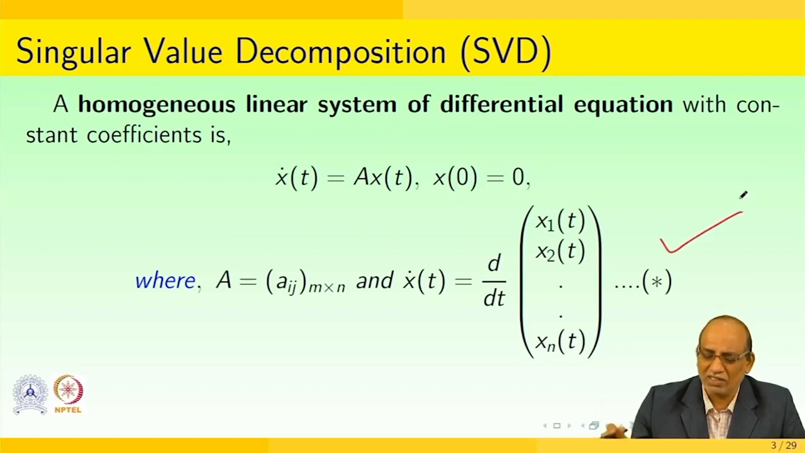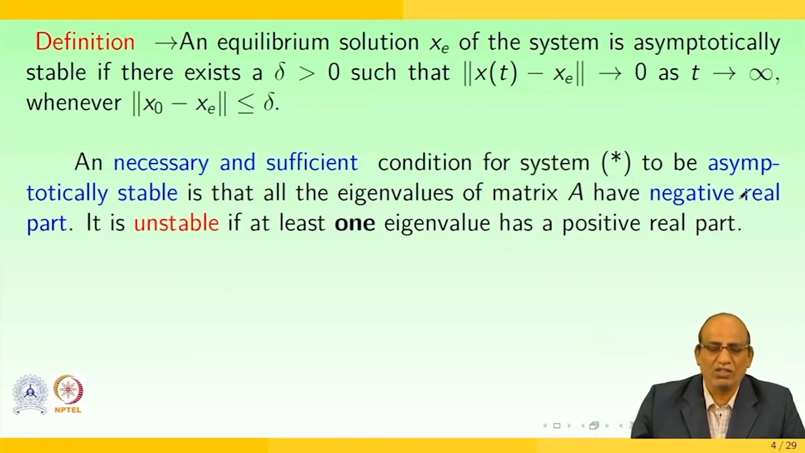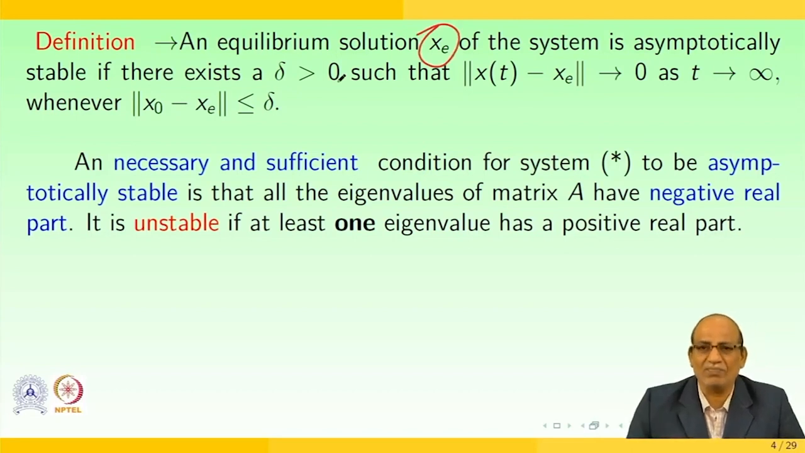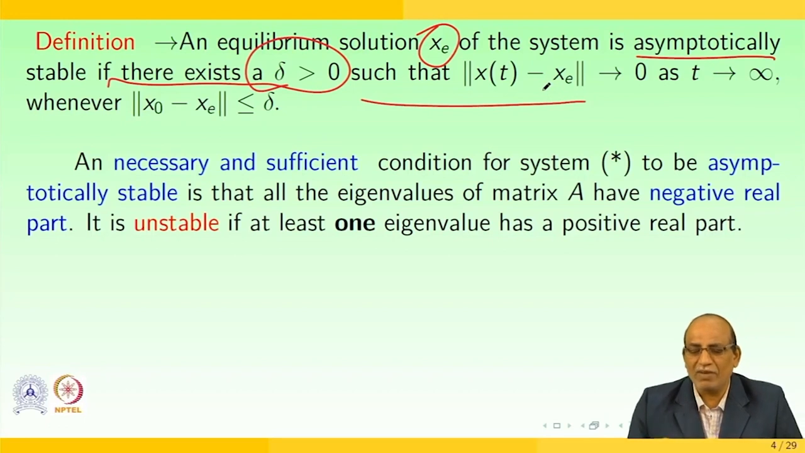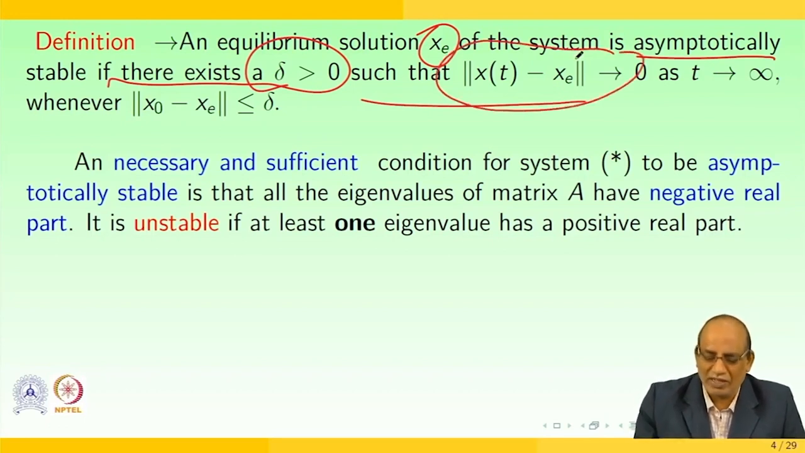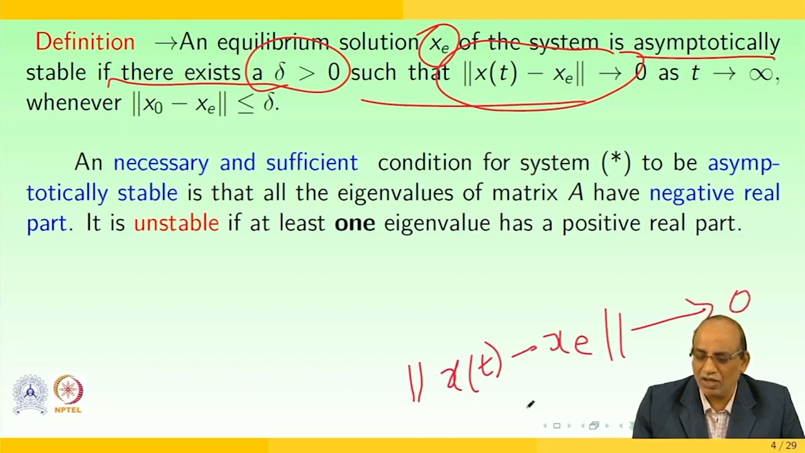So, let us call this equation star. With this, we can define an equilibrium solution, which we call xe. An equilibrium solution xe of the system is asymptotically stable if there exists a lambda greater than 0 such that the norm of x(t) minus x_e approaches 0 as t approaches infinity.